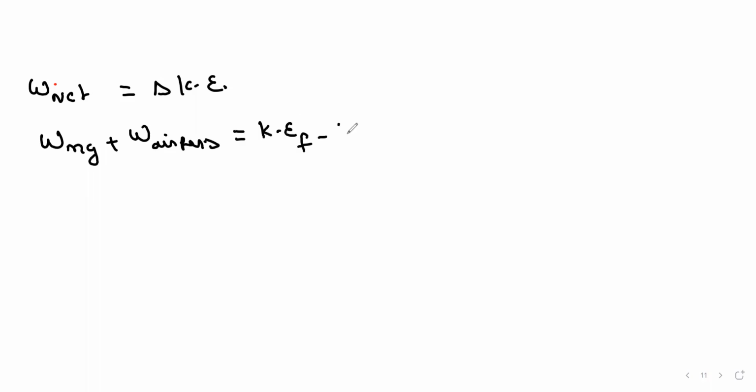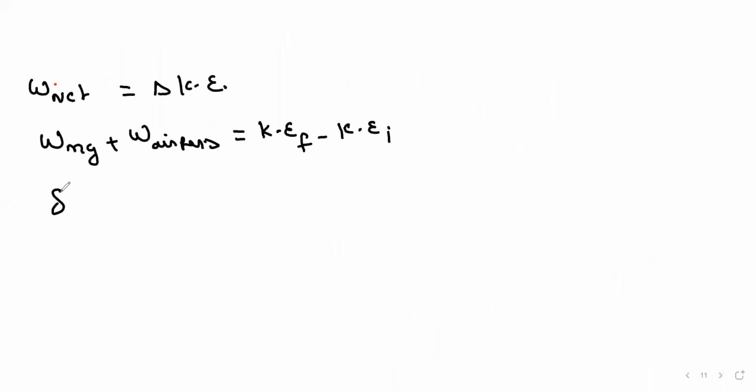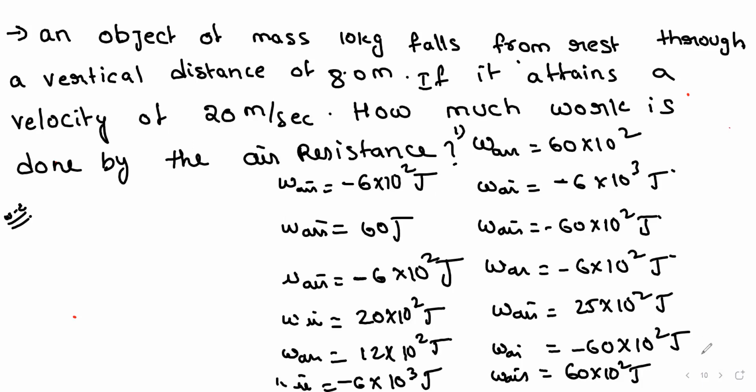So net work done is change in kinetic energy. Here we have two forces: one is weight, another one is air resistance. Net work done is KE final minus KE initial. Work done by weight is 80 into 10 power 2 from the previous question. Work done by air resistance we have to find. What is the final kinetic energy?